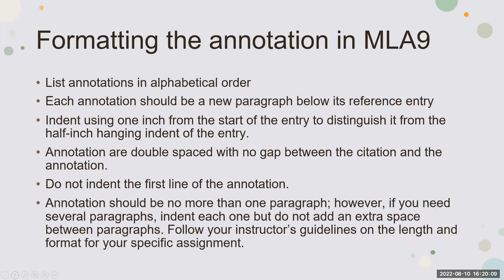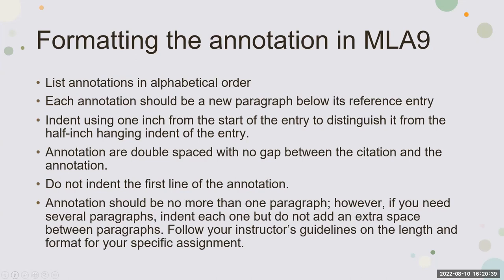So let's say that you're going to format this annotation using MLA 9. First, you're going to list the annotations in alphabetical order. Each annotation is going to be its own paragraph below its reference. You're going to do like you always would in a works cited page. You're going to indent, with the hanging indentation occurring on the second and all the subsequent lines.